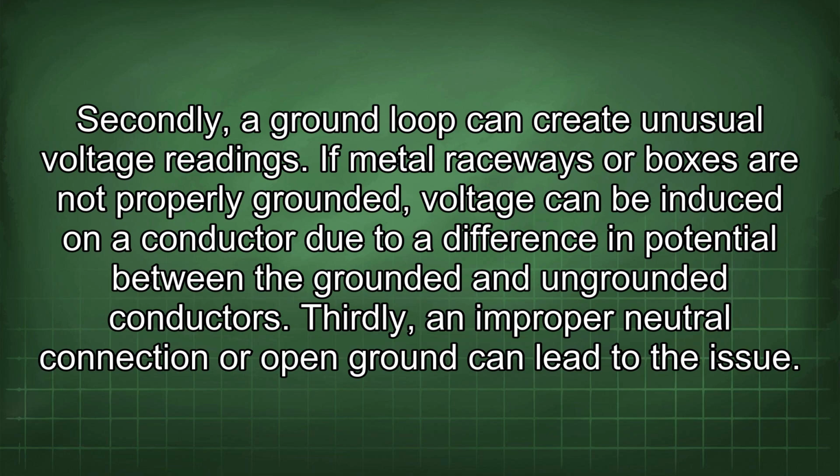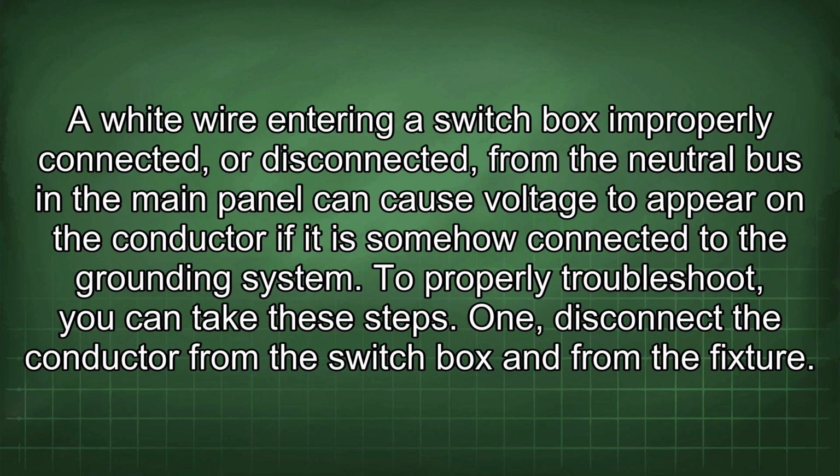Thirdly, an improper neutral connection or open ground can lead to the issue. A white wire entering a switch box improperly connected or disconnected from the neutral bus in the main panel can cause voltage to appear on the conductor if it is somehow connected to the grounding system.